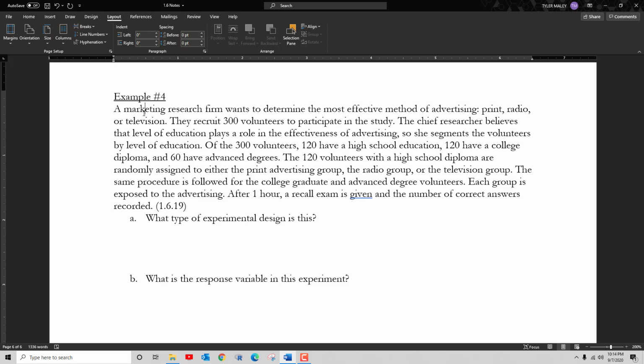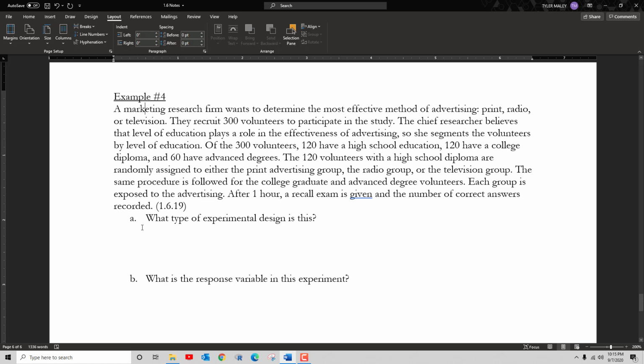So the 120 volunteers with a high school diploma are randomly assigned to either the print advertisement group, the radio group, or the television group. The same procedure is followed for the college graduate and advanced degree volunteers. Each group is exposed to the advertising. After 1 hour, a recall exam is given, and the number of correct answers is recorded. Right. So this is a matched pairs design.